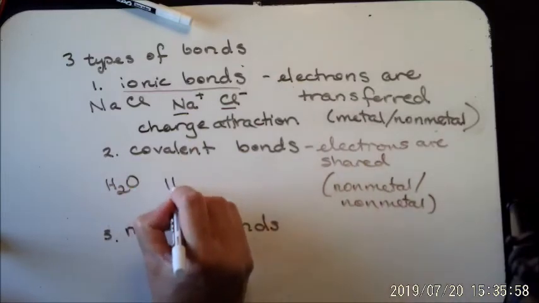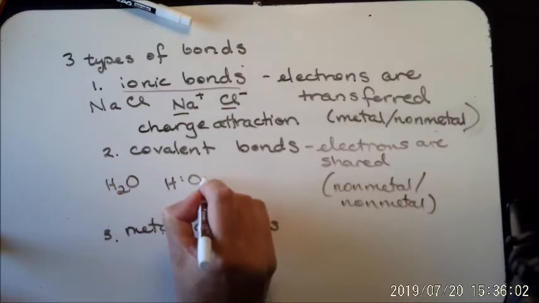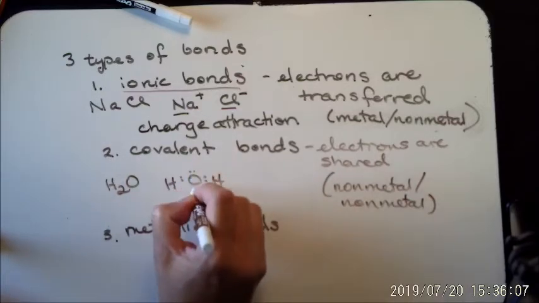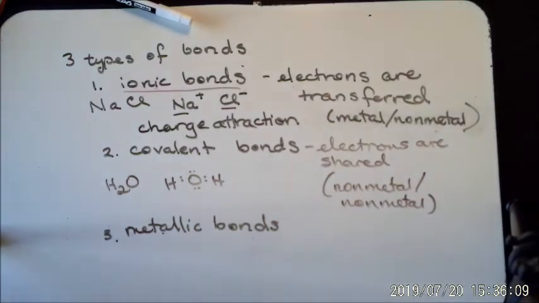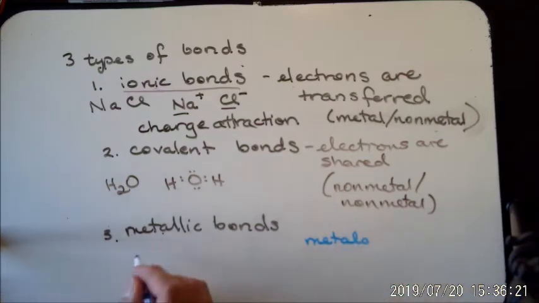We have our hydrogen, and it's sharing its electrons with the oxygen. That's sharing its electrons with the hydrogen. Okay, so we'll talk about what those dots represent. And then last but never least are metallic bonds. And these are metals with metals, right? Just metals. But what happens is that the electrons are pooled.